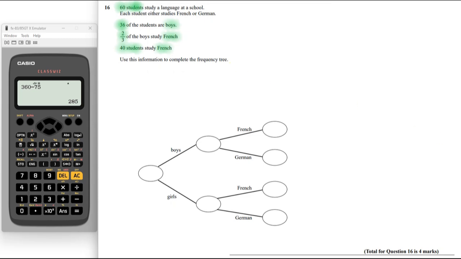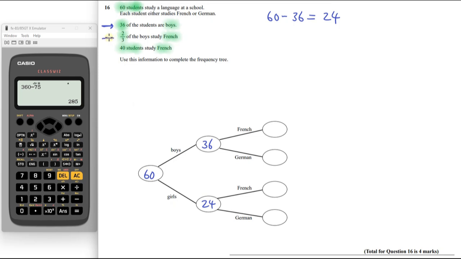So when there's quite a lot of information like this, let's just go through each point in turn. So we're told, first of all, that 36 of the students are boys. Now, we know the total number of students is 60, so we can put that straight in, and 36 are boys. So we can straight away work out how many girls there are just by doing 60 minus 36. So that will give us 24. So I know there are 24 girls.